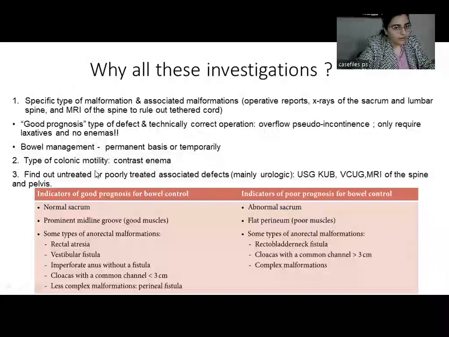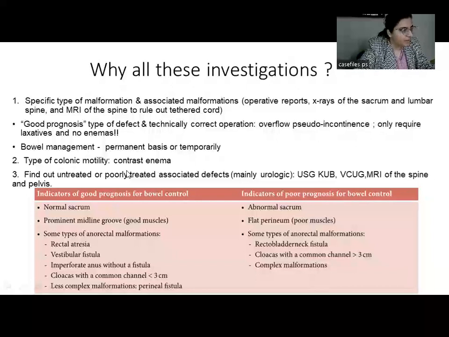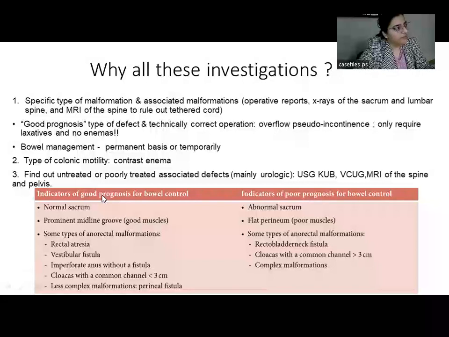And also these investigations will help us ascertain whether this bowel management is required on a permanent basis or a temporary basis, so we can do patient counseling adequately. Similarly, to assess the type of colonic motility and to differentiate whether this patient has a hypermotile colon or a slowly functioning colon, we have to do a contrast enema. Similarly, to ascertain whether any associated anomalies are there, other investigations are identified.